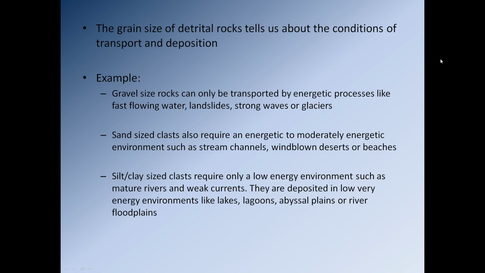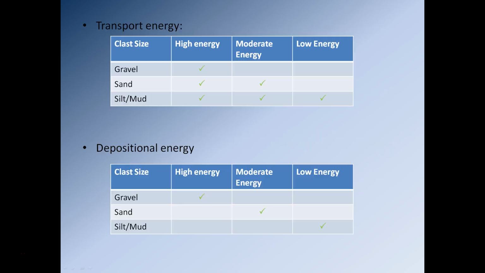Sand-sized clasts, on the other hand, only require a moderate to energetic environment to move them around. They can be moved by things like rivers, the wind, or moderately strong waves on beaches. And then we have clay and silt-sized clasts. Well, they require only a relatively low energy to move them. They can be moved by systems that have only a very low velocity and therefore relatively low energy. That includes environments like very slow-flowing mature rivers, lakes, lagoons, or the abyssal plain environment we find in the deep oceans. So instantly, by looking at the clast size, I can start making sweeping assumptions about the general environment in which my sediment was probably deposited.